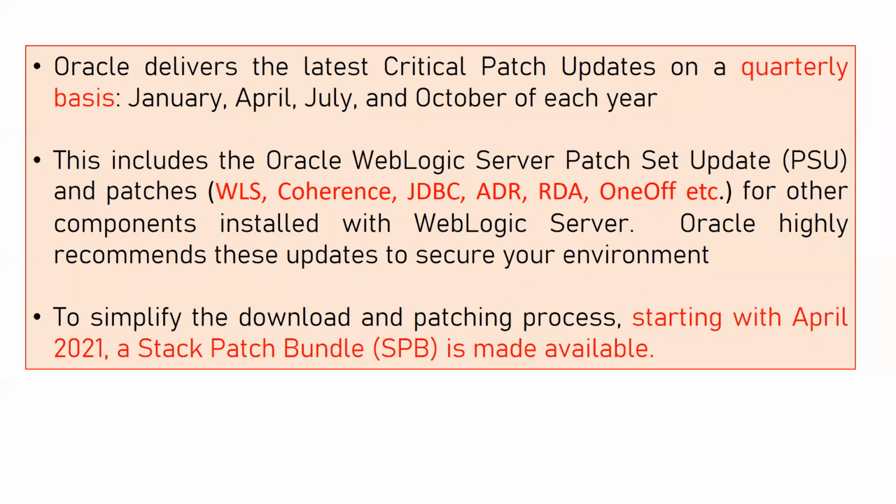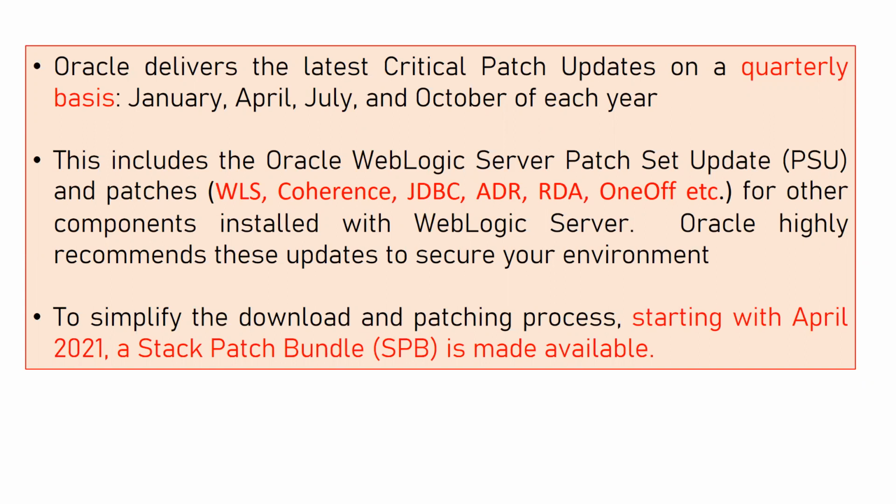So I think most of you are aware of this, but Oracle delivers the latest critical patch updates on a quarterly basis: January, April, July, and October of each year. So we have four quarter cycles in a year. At the start of each quarter, Oracle releases quarterly patches, which are called critical patch updates, which include many security fixes and a lot of application or product related fixes as well. It is highly recommended by Oracle that you should be on the latest quarterly release patch level.